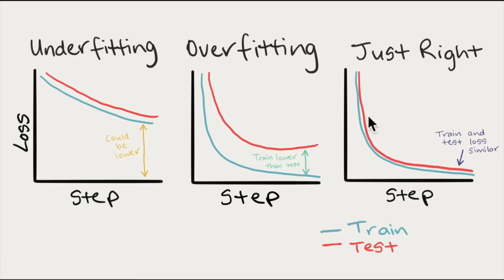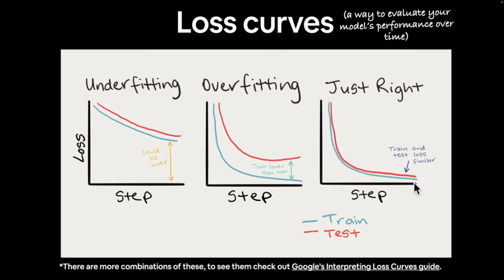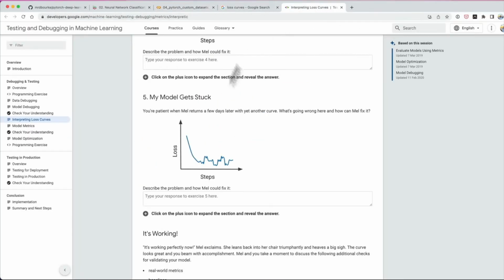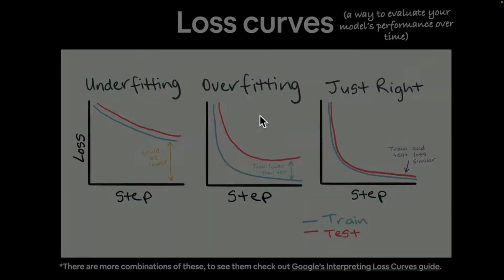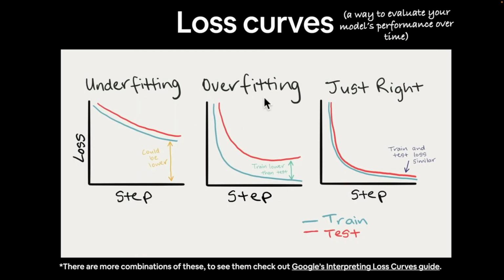And just right, ideally, you probably won't see loss curves this exact smooth. I mean, they might be a little bit jumpy. Ideally, your training loss and test loss go down at a similar rate. And of course, there are more combinations of these. If you'd like to see them, check out Google's loss curve guide that you can find up there. That's some extra curriculum. Now, you probably want to know, how do you deal with underfitting and overfitting?